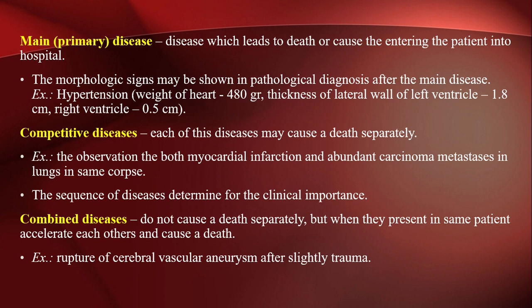Competitive diseases. Each of these diseases may cause death separately. For example, the same patient has both myocardial infarction and abundant carcinoma metastasis in the lungs. When we do the autopsy, we find these two features. The sequence of diseases is determined by clinical importance. Combined diseases do not cause death separately, but when they are present in the same patient, they accelerate each other and cause death. For example, the rupture of a cerebrovascular aneurysm after slight trauma.